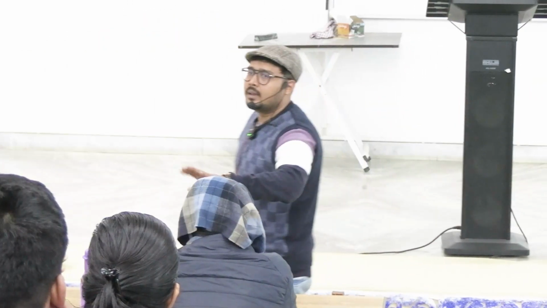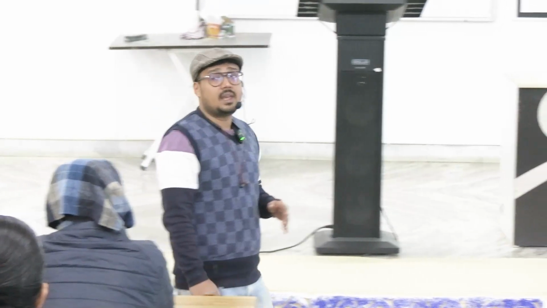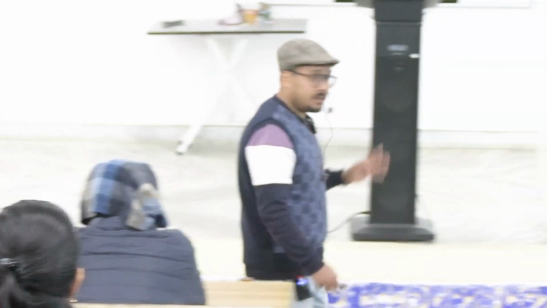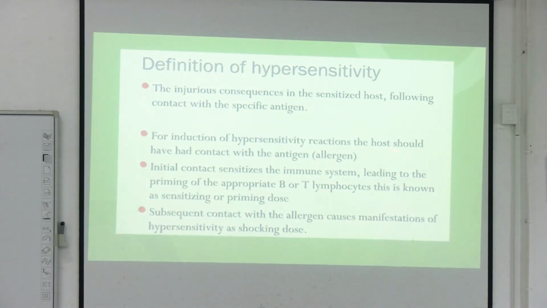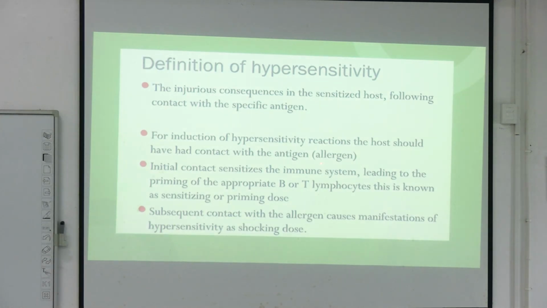So a prior or sensitization dose is a must, and the memory T cells are activated. On subsequent exposure to the same allergen, the body responds in an exaggerated, overwhelming manner. This is called hypersensitivity. Basically, these are injurious consequences in a sensitized host following contact with the specific antigen. For induction of a hypersensitivity reaction, the host must have contact with the antigen or allergen. Initial contact sensitizes the immune system, leading to the priming of the appropriate B or T lymphocyte. This is known as the sensitizing or priming dose.